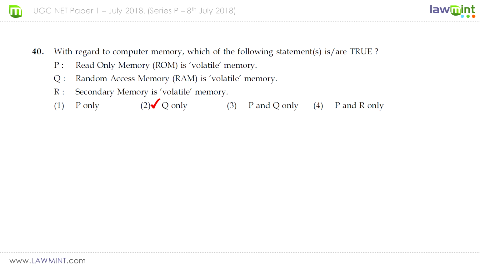The second one, that is Q, which says random access memory is volatile memory, is true because whatever data has been put into the RAM of a computer disappears as soon as the computer is switched off. So statement Q is correct. Statement R, secondary memory is volatile memory. This statement is false because secondary memory is usually the hard disk. Therefore, whatever data has been put on the hard disk is not going to disappear as soon as the computer is switched off. So this statement is wrong. So which means that only Q is correct and the other 2 statements are wrong. So answer choice 2 is the correct answer.